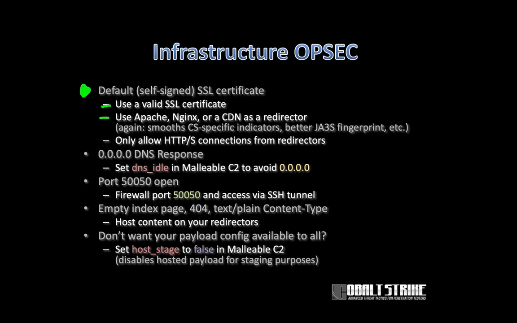I also recommend that if you do use an Apache or Nginx server or a CDN as a redirector, that you firewall your host to only allow HTTP or HTTPS connections from those redirectors. I recommend this step to keep your team server and its indicators, without the redirectors, out of systems like Censys. For the Bogon IP response, just set the DNS idle value in your Malleable C2 profile. No big deal there. For port 50050, I would recommend that you firewall port 50050 and access it via an SSH tunnel.